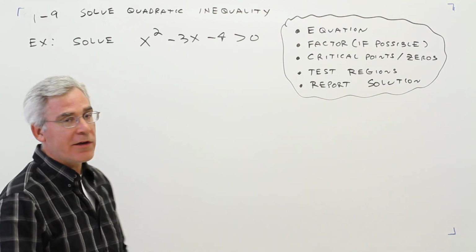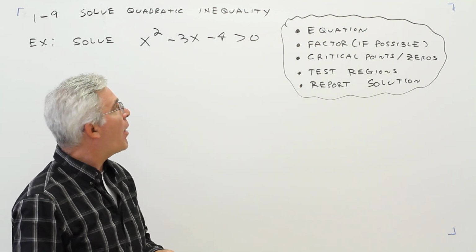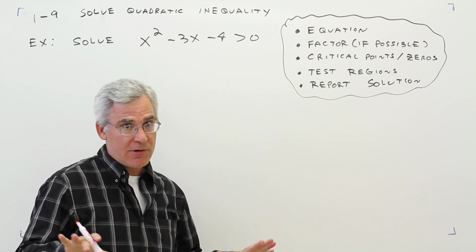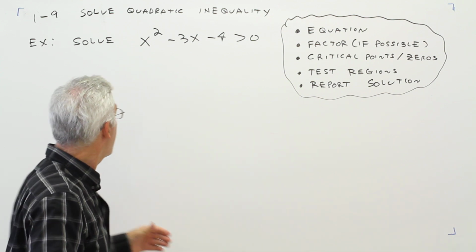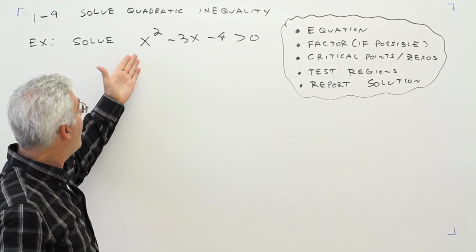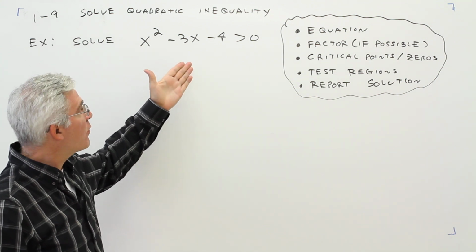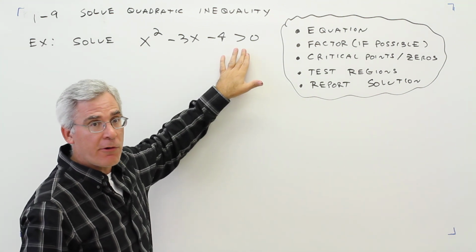Welcome to video 1-9, solve a quadratic inequality. So now it's going to be different than equations. Here's our example. Solve x squared minus 3x minus 4 is greater than 0.